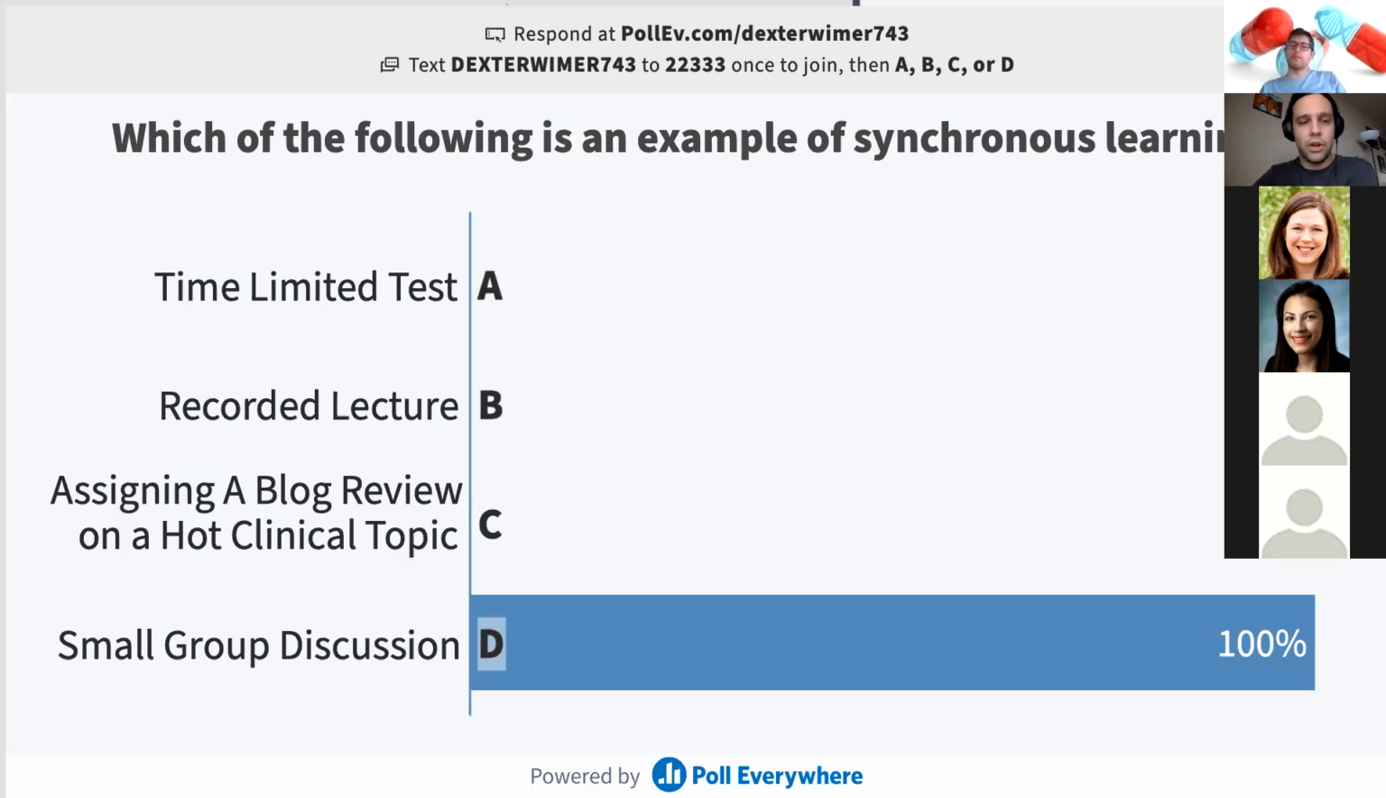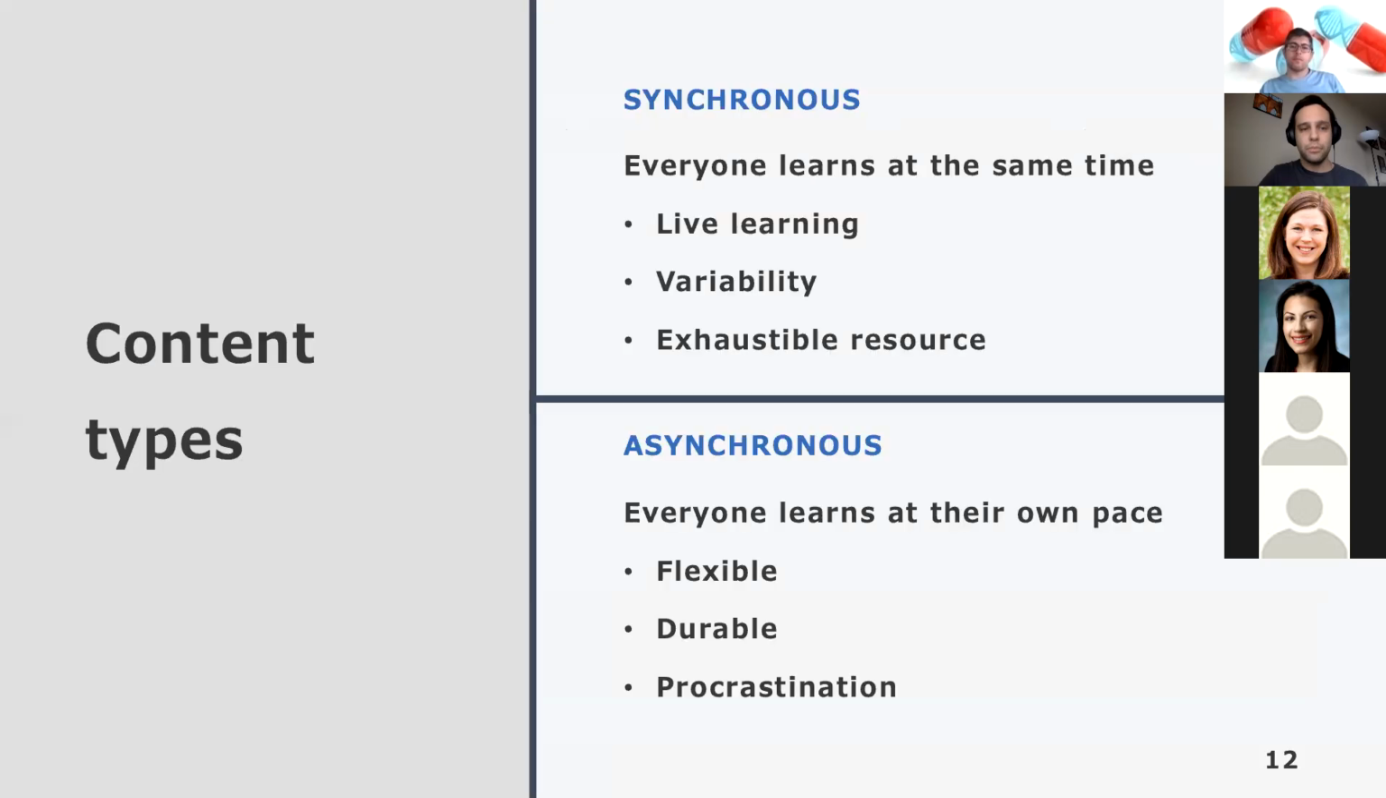A recorded lecture could be presented live, and that could be an example of a synchronous learning experience. And then assigning a blog review on a hot clinical topic. So you could look at different hot clinical topics and have them all presented together and learn as a group. I think that's a really good example of turning an asynchronous learning activity into a synchronous one, especially in this time where everybody's in front of their computers all the time and everybody has access to anything that's out there in the evolving world of literature.